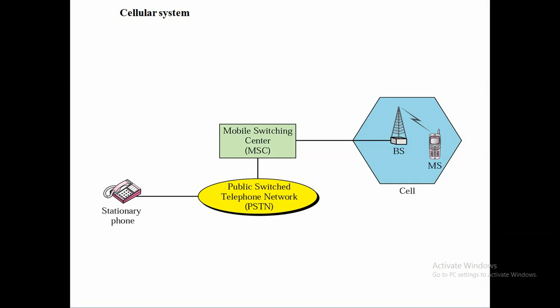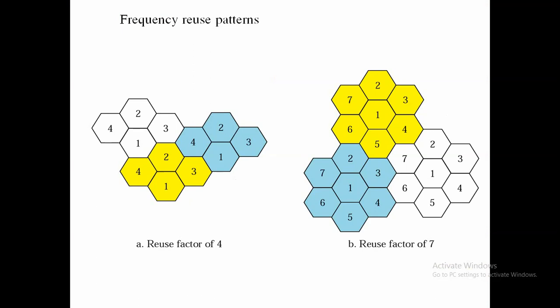This is the basic cellular system. The stationary phone gives the signal to the PSTN, the public switched telephone network. Then it is interlinked with the mobile switching center, MSC, and then connected with the base station, and then information will be given to the cell. For that purpose, we require cells. In every cell, we require a separate antenna. The reuse factor goes up to 1, 2, 3, 4, as shown in the figure.